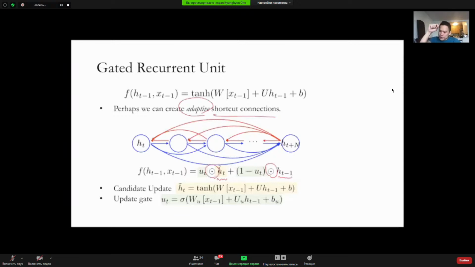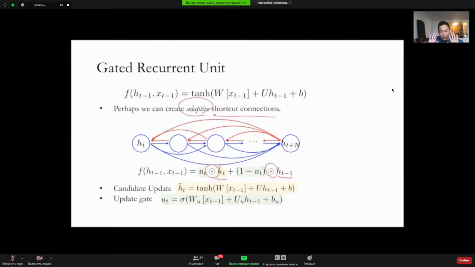So for some dimensions, we're not going to update it. We're going to simply carry over the previous step's value as it is. And then that one works as if a new shortcut connection was introduced. For some other dimensions, we're going to replace it with a new value. And then that one works as if the shortcut connection was not introduced.